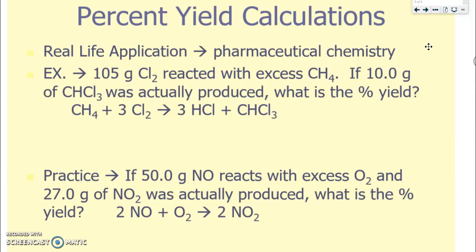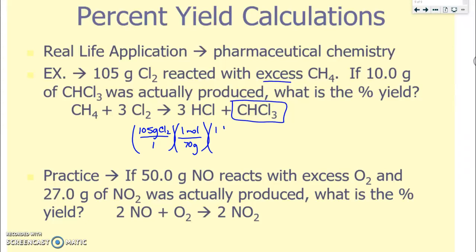105 grams of chlorine reacted with excess CH4. 10 grams of CHCl3 was actually produced. What is its percent yield? So we know that we want this, and they're giving us Cl2. So we're going to go ahead and do 105 grams of Cl2 over 1 mole over its molar mass of 70 grams. Balanced equation step, I want CHCl3, I have 1 of them. I have 3 Cl2s. And then finally I'm going to use the molar mass of my CHCl3. Its molar mass is 118.